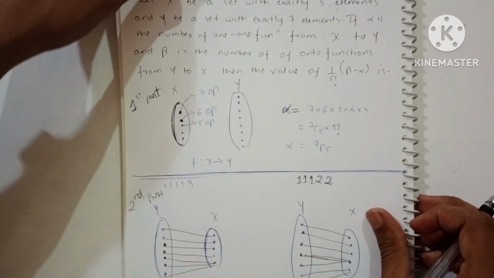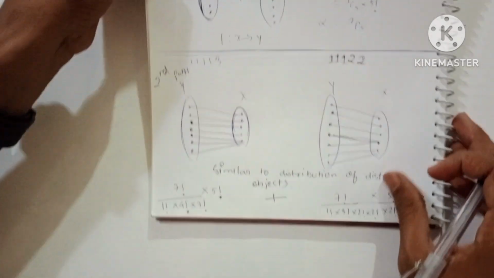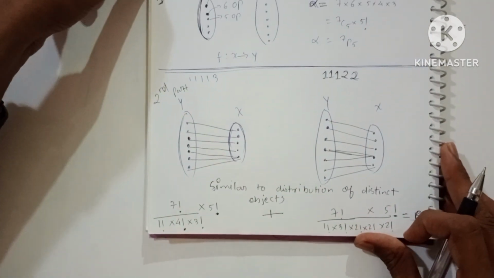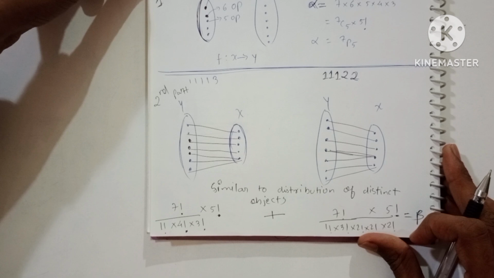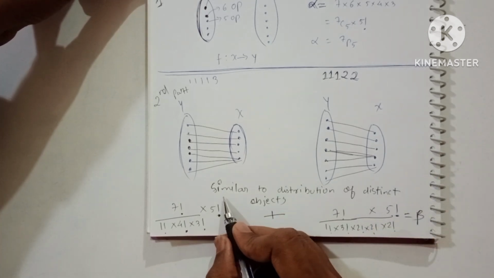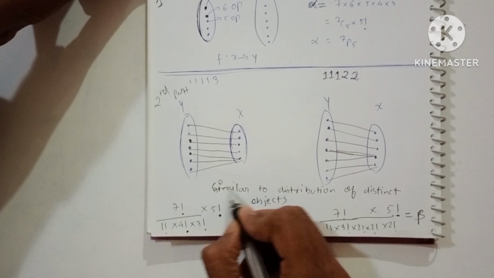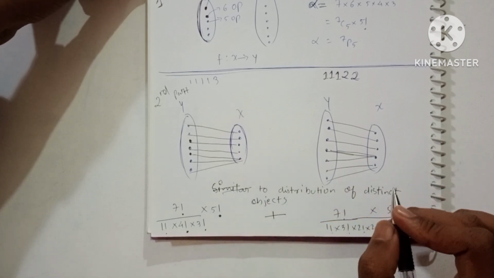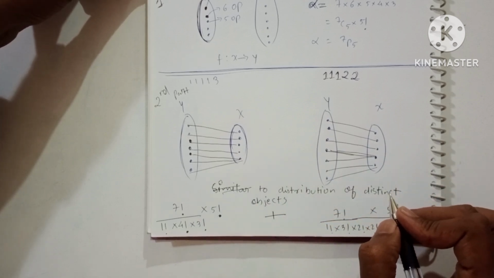Now comes the second part of the question, which is a tough part and not easy to think of in the exam paper. We can solve this question in two ways. One by distribution of distinct objects and one by principle of inclusion and exclusion.